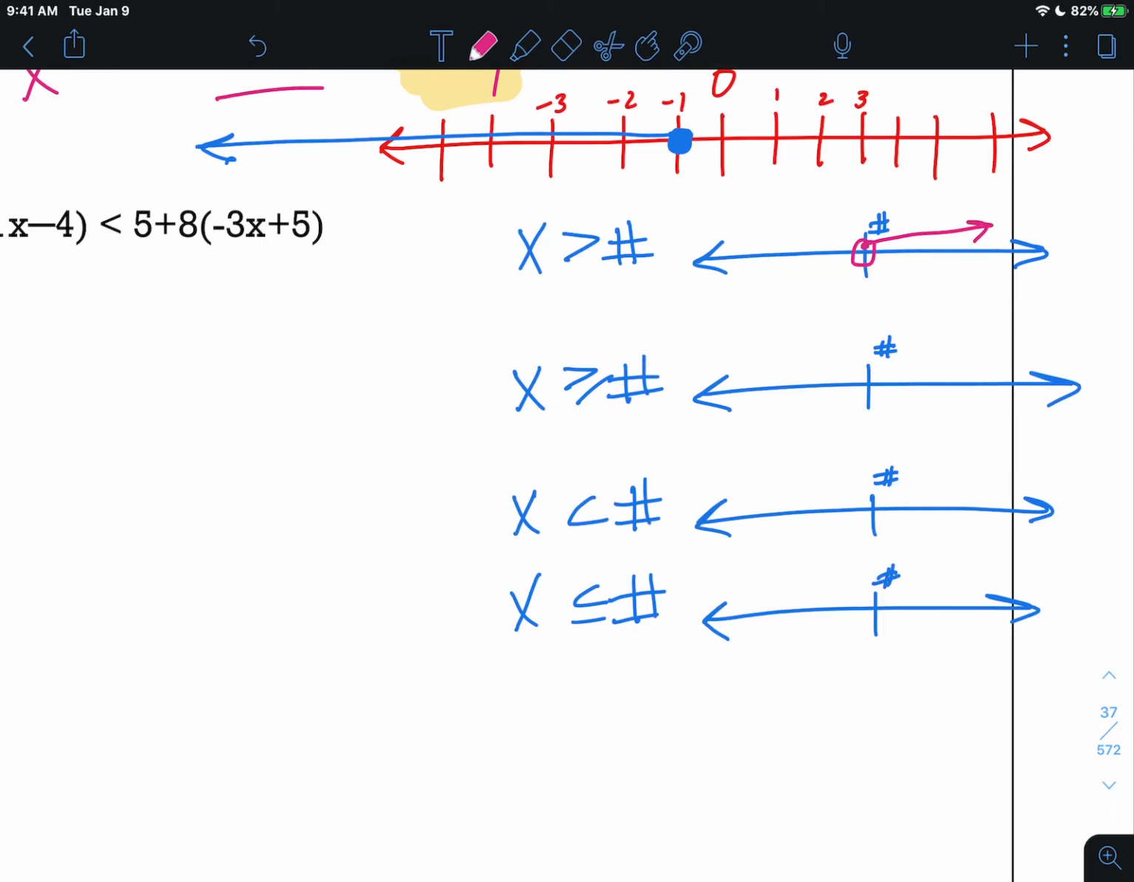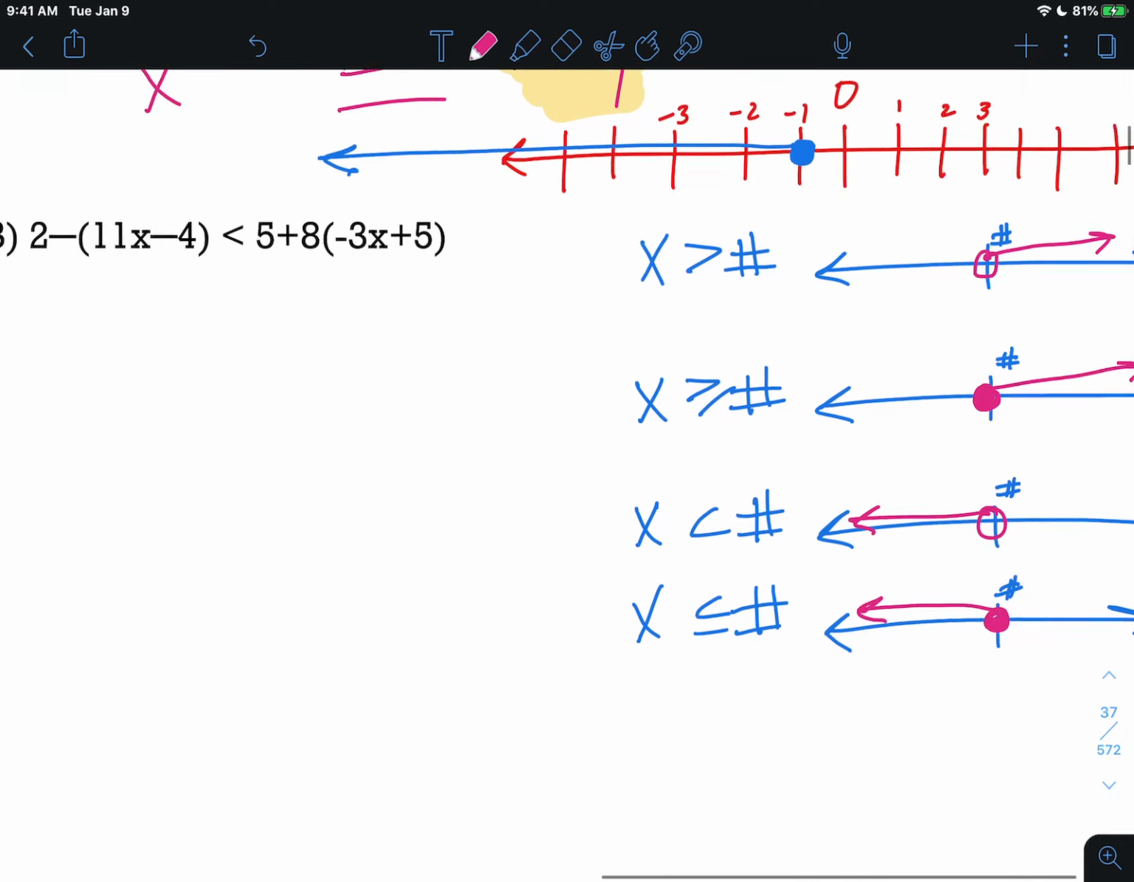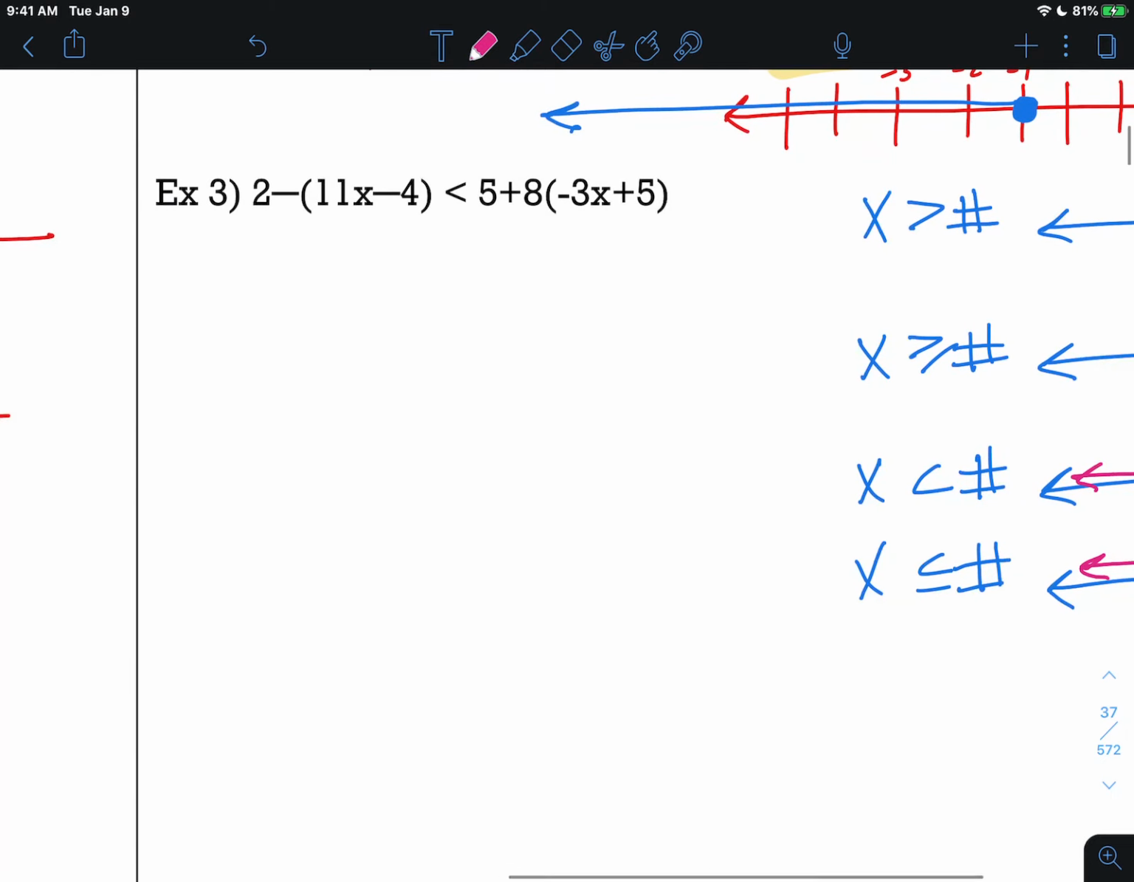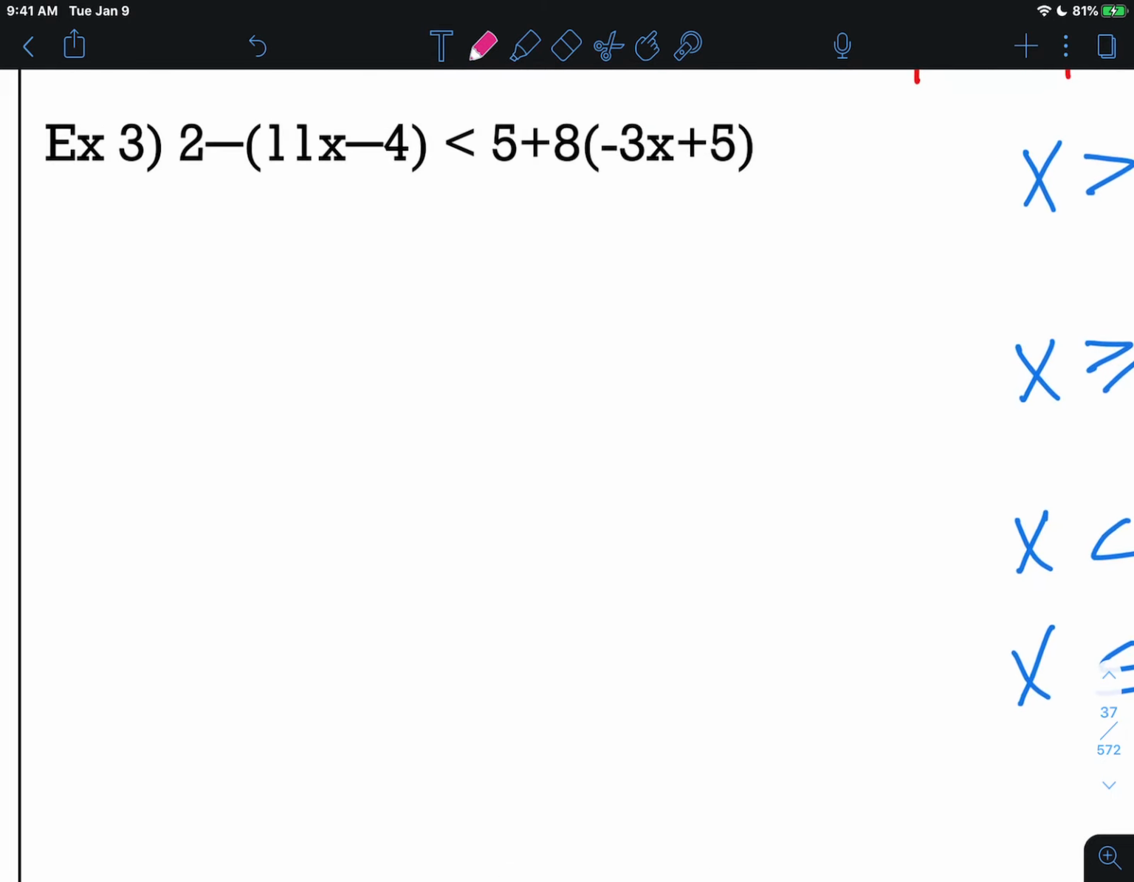don't fill it in. X bigger than, equal to, fill in, off to the right. X smaller than, off to the left, no filling. X smaller than, equal to, fill in, off to the left. Okay? Notice, only 4 different kinds you can have. Super simple. Okay? But I just wanted to make sure that just in case that ever comes up, you already know what's going on. All right, let's look at our very last example for the video.